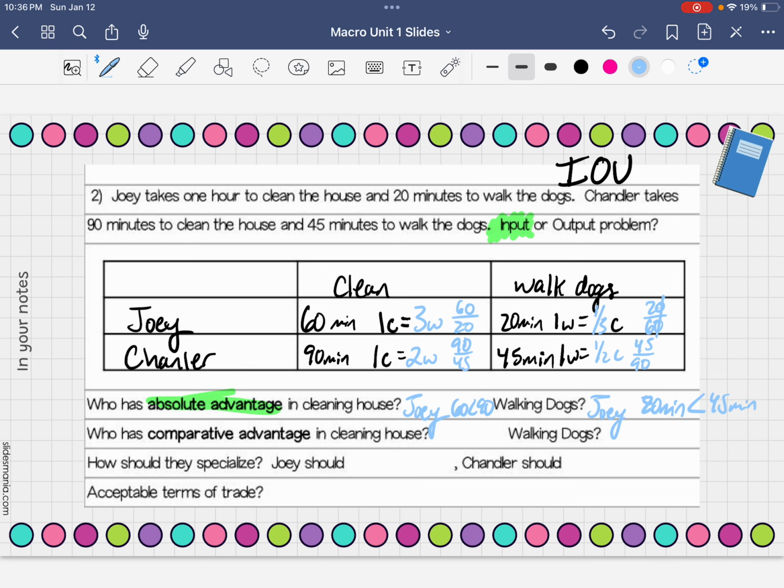Okay, let's try again. Who has the comparative advantage in cleaning the house? Comparative advantage is when we look at the numbers we figured out. So when cleaning the house, Joey could have walked the dogs 3 times. Chandler could have walked the dogs 2 times. We want a lower comparative advantage. So it looks like Chandler is actually technically a little bit better at cleaning, even though it does take him a long time, just because he's giving up less of walking the dogs.